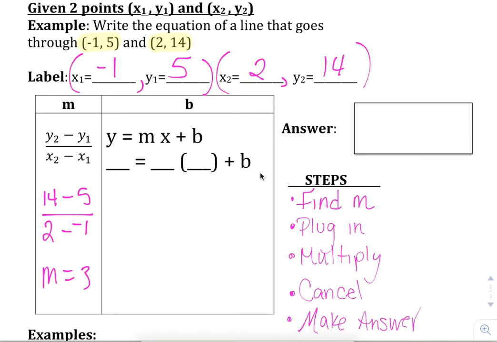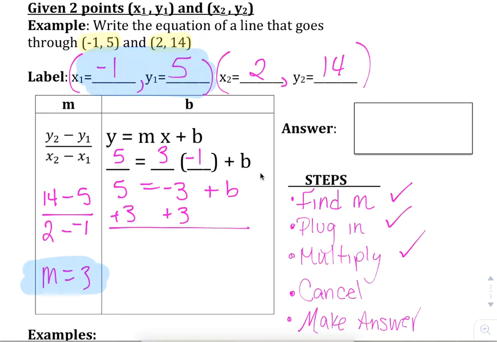So we're going to take 1 point. Let's say I'm going to use this first one, just because the numbers are smaller. I'm going to use that x and y and this m. So I'm going to plug in what I know. My y is 5, my m is 3, my x is -1. So I found my m, and I plugged in what I know. I'm going to go through those same steps. I'm going to multiply. 3 times -1 is -3. Bring down what we have. I'm going to cancel off the number that's with the b. So we're going to add 3 to both sides to cancel off a -3. And my b is 8.